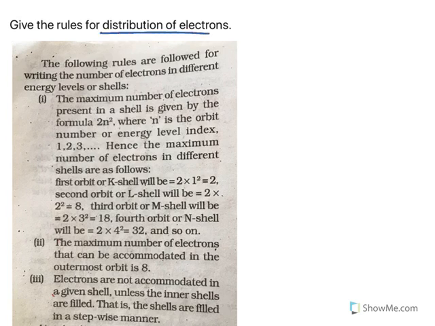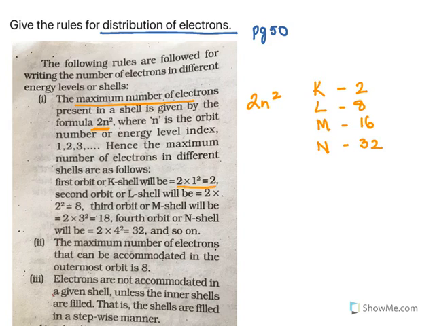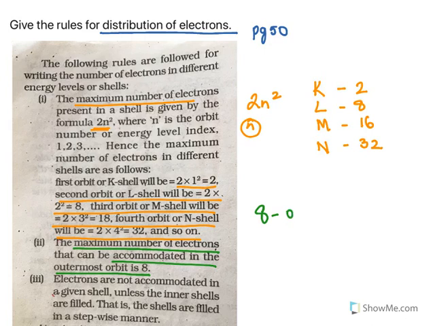Give the rules for the distribution of electrons in an atom. This is from page 50 of your textbook. The first rule is the maximum number of electrons present in a shell is given by the formula 2n square. Hence, we have already seen earlier that the K shell can take 2, the L can take 8, the M can take 16, and the N can take 32. And that's exactly what is written here. They've used the formula 2n square, where n is the number of the shell. The next is the maximum number of electrons that can be accommodated in the outermost shell is 8. So 8 electrons can be accommodated in the outer shell.